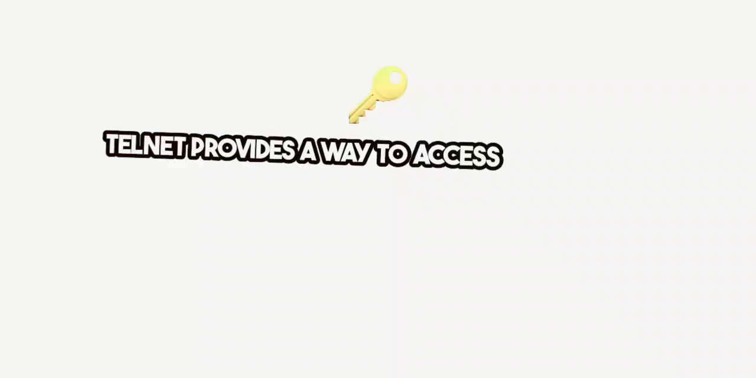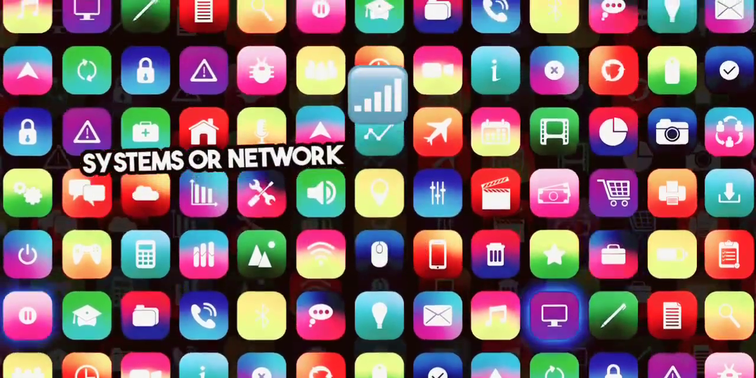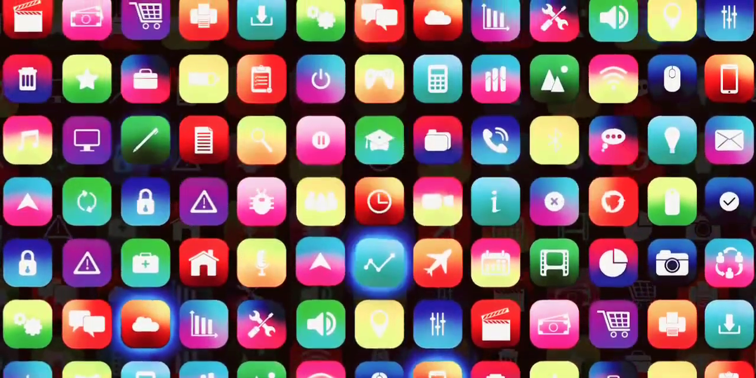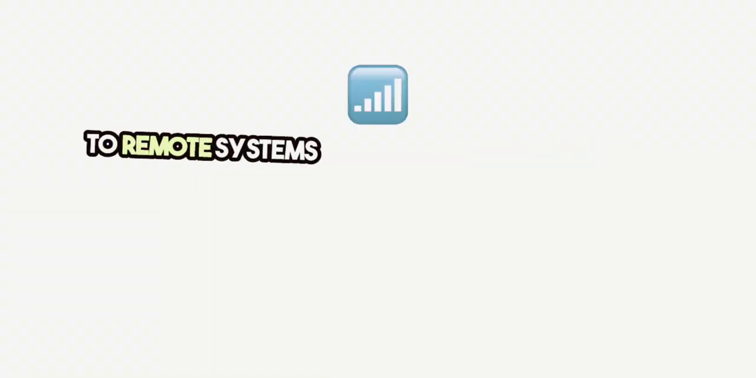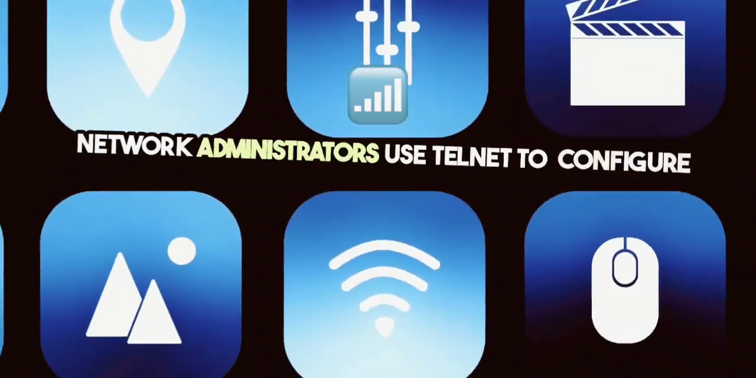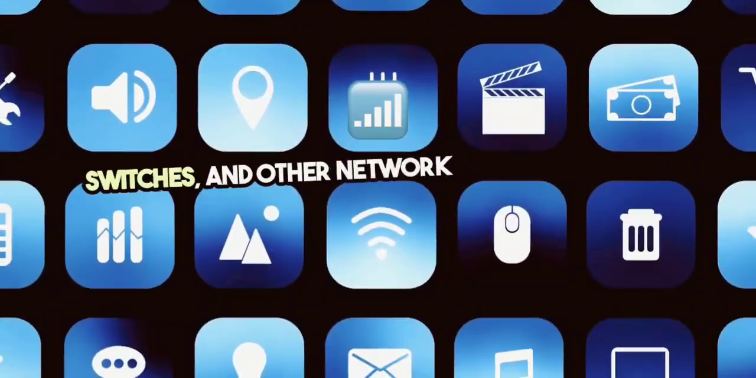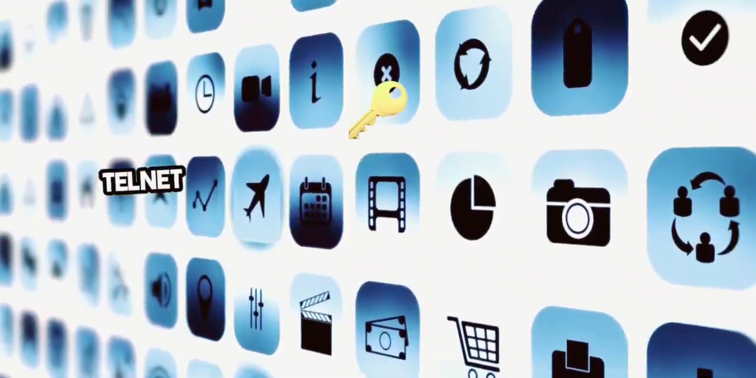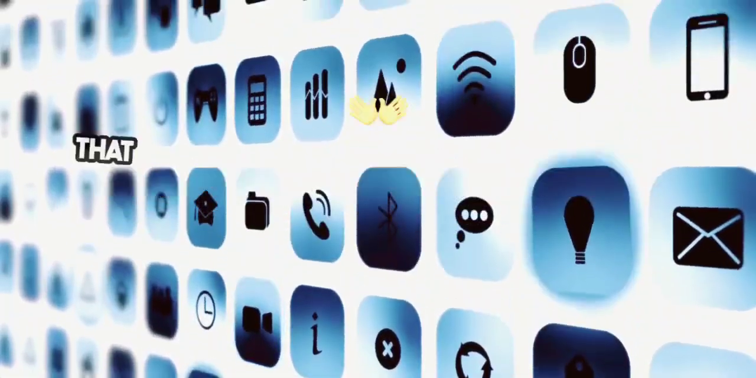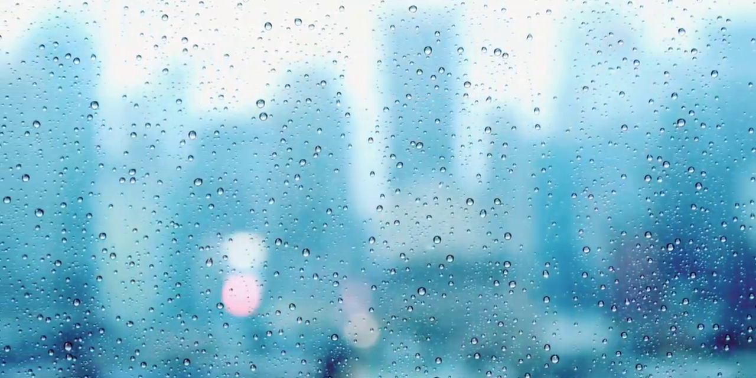Uses of Telnet. Remote access. Telnet provides a way to access and manage remote systems or network devices via a command line interface. Network testing. It can be used to test connectivity to remote systems and troubleshoot network issues. Device configuration. Network administrators use Telnet to configure routers, switches, and other network devices remotely. Accessing legacy systems. Telnet is often used to access older systems that do not support more secure protocols.